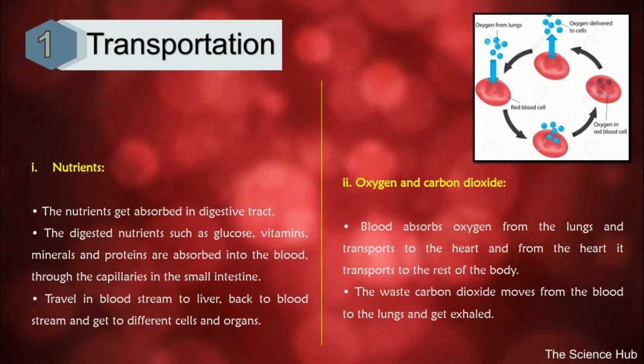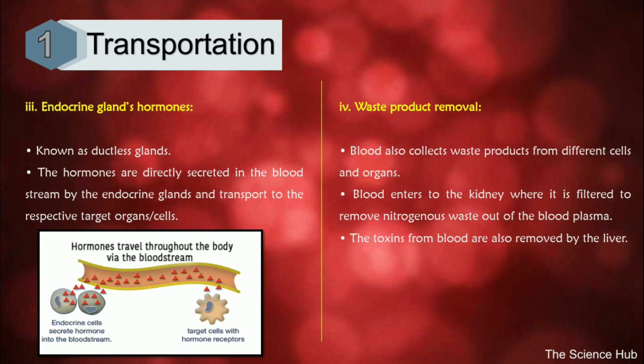Oxygen and carbon dioxide. Blood absorbs oxygen from the lungs and transports it to the rest of the body. The waste carbon dioxide moves from the body to the lungs and gets exhaled. The endocrine glands hormones. Endocrine glands, also known as ductless glands, secrete the hormones directly into the bloodstream where they get transported to the respective target organs or cells.